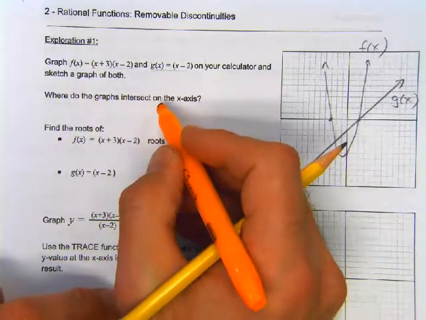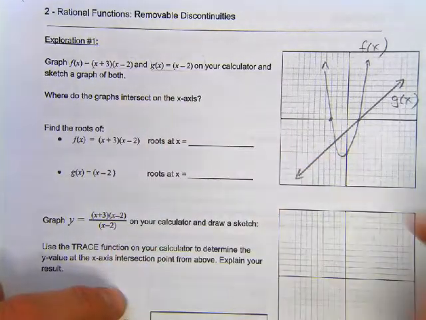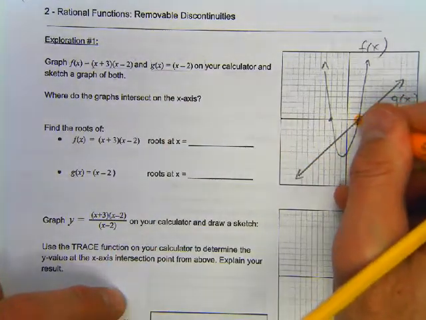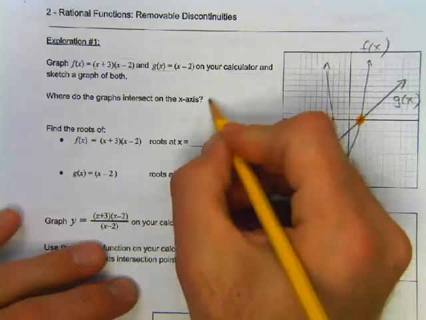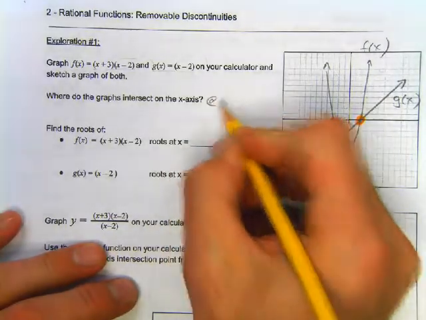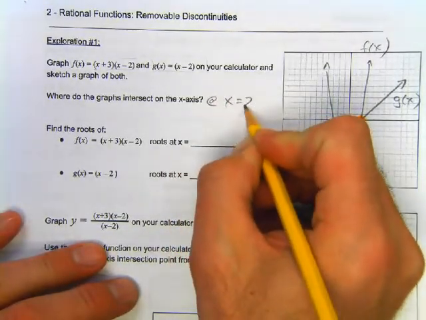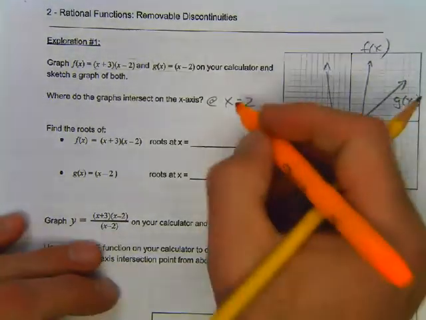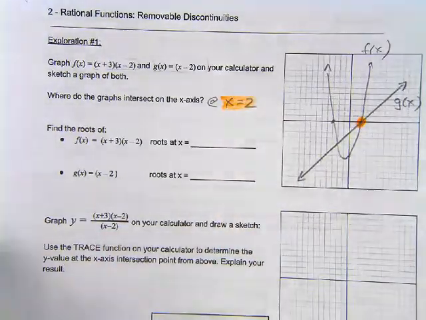Where do the graphs intersect on the x-axis? Yeah, they intersect at x equals 2. All right, very good.